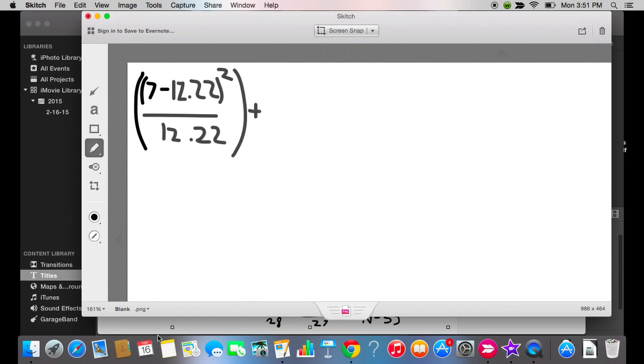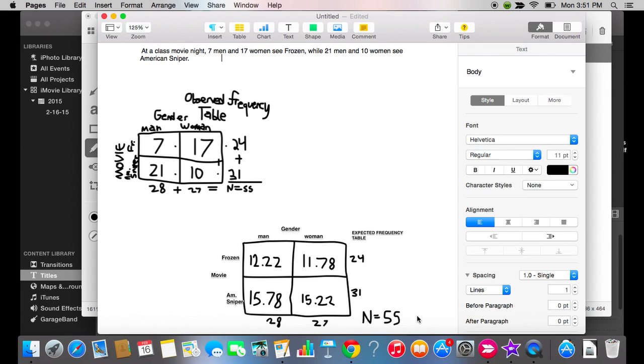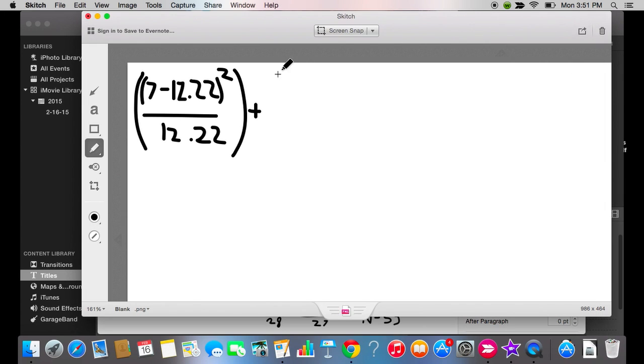We're just going to follow the formula and add them all up. That sum symbol in the formula means add them all up. Don't forget to follow PEMDAS.